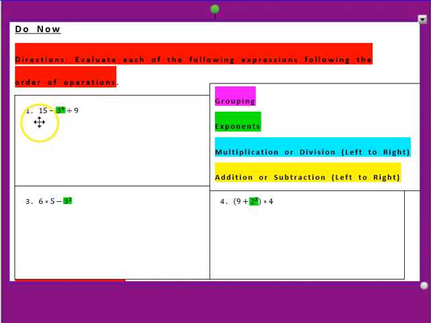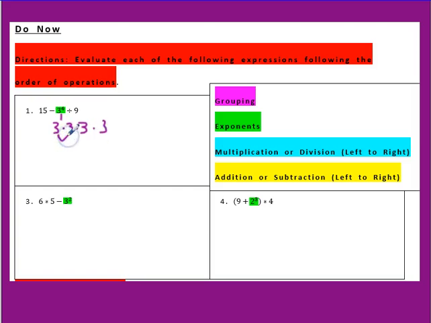So we have 15 minus 3 to the 4th power divided by 9. Is there any grouping? No. So we move on to the next one. Is there an exponent? Yes. The exponent is 3 to the 4th power. What does 3 to the 4th power mean? 3 to the 4th power actually means 3 times 3 times 3 times 3.